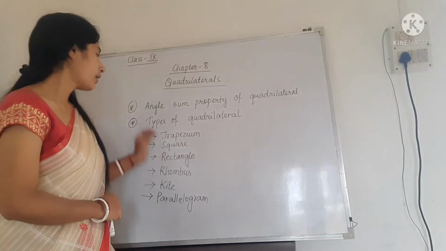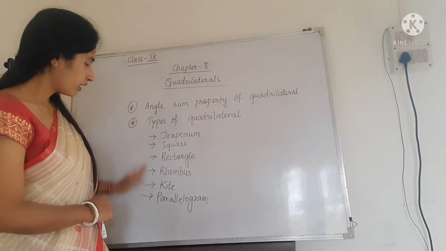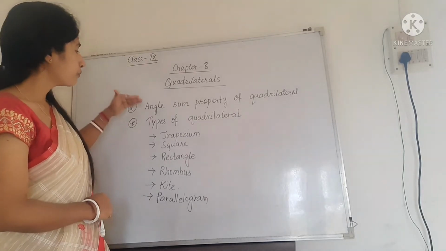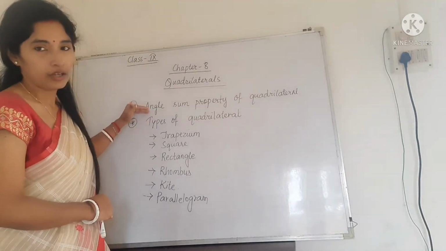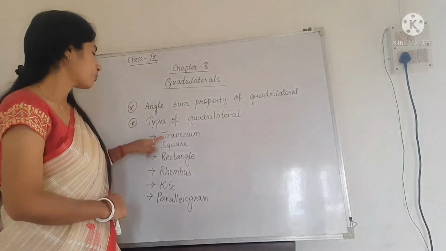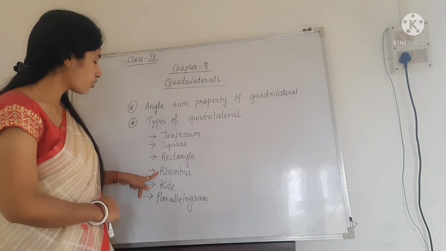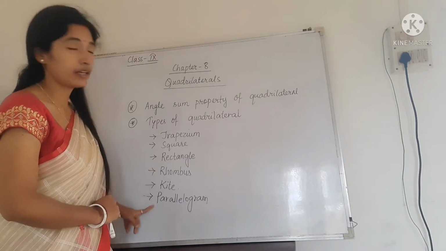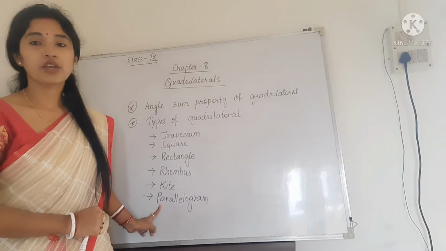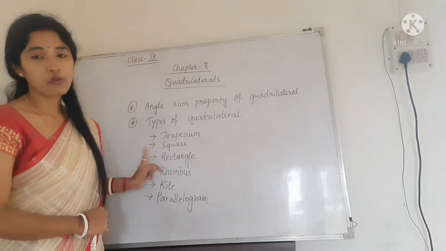Next is the types of quadrilateral. There are 6 types of quadrilateral, and in all 6 types the angle sum property holds true. First one is trapezium, then second is square, third is rectangle, fourth is rhombus, fifth is kite and sixth one is parallelogram.